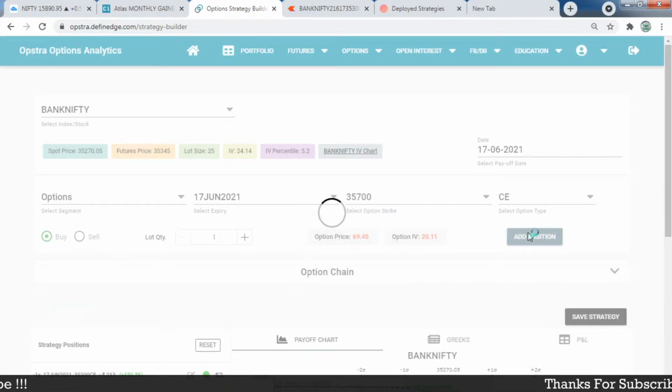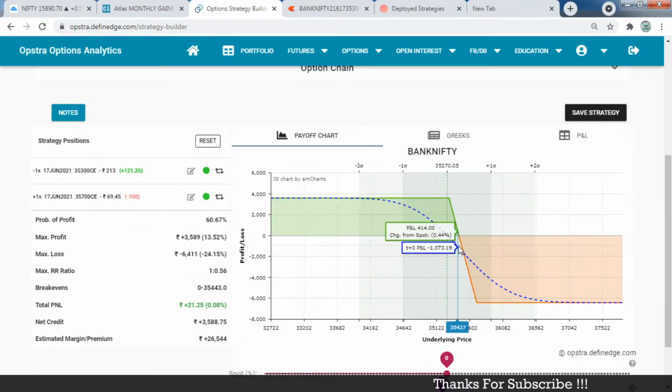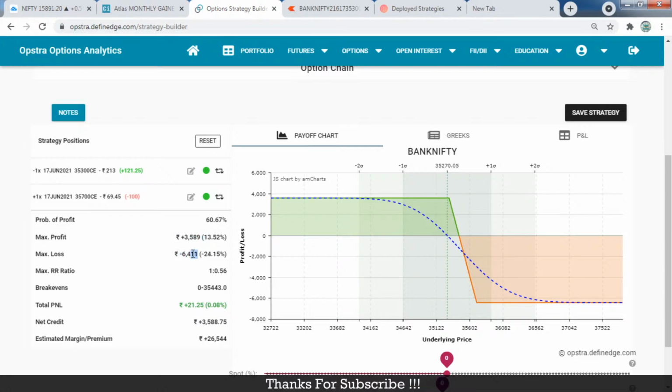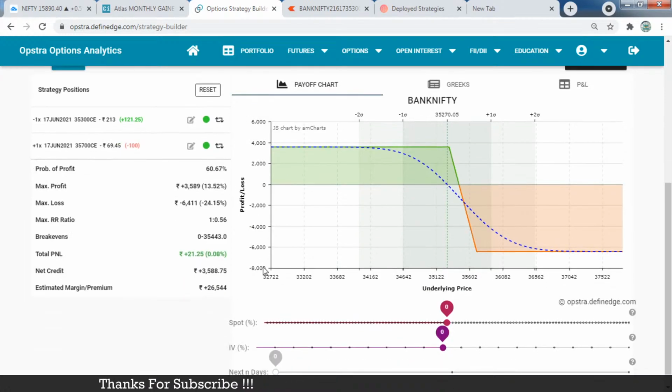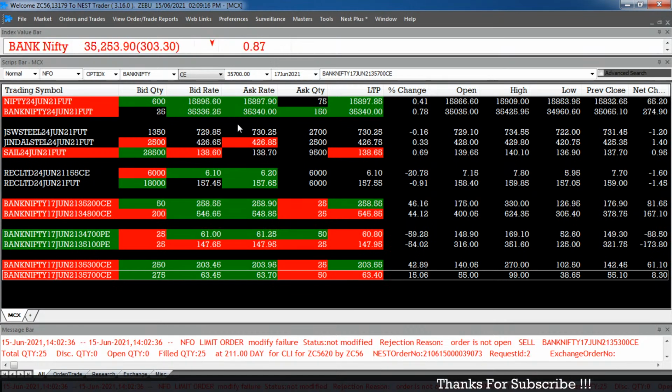So now what I did was update this as my trading strategy. I'm expecting the market to go down. So here my maximum profit should be 3,000 and maximum loss almost 6,400, but the probability of making profit is 60%. And here you see that 35,443 is my break even point. When the market is moving above that, I'm going to make losses.